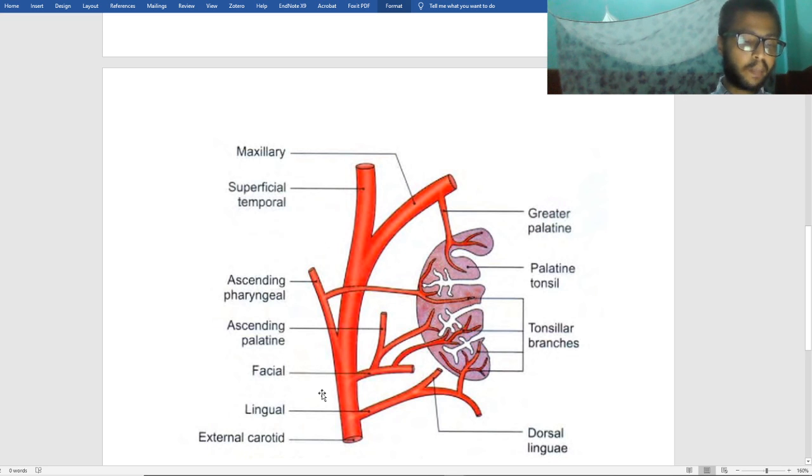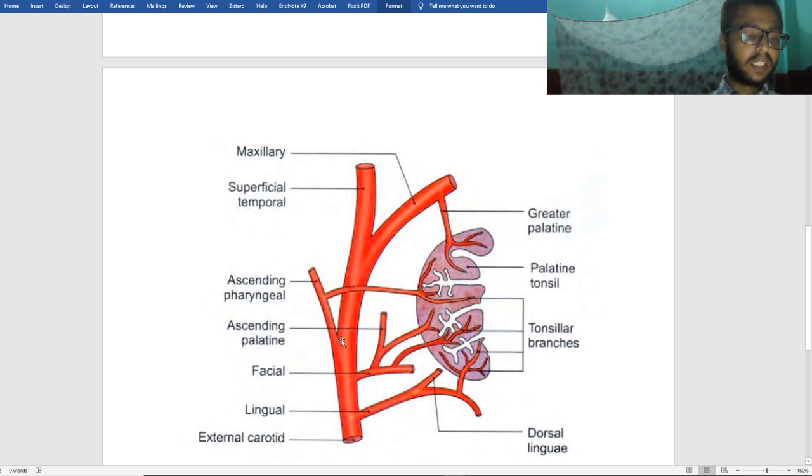And the greater palatine branch of the maxillary artery. You can see here this is the maxillary artery and greater palatine. So you have to remember this: the main source is the tonsillar branch of the facial artery.